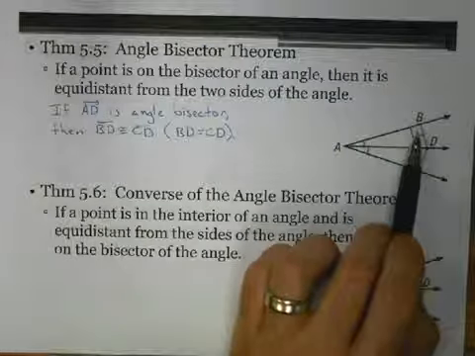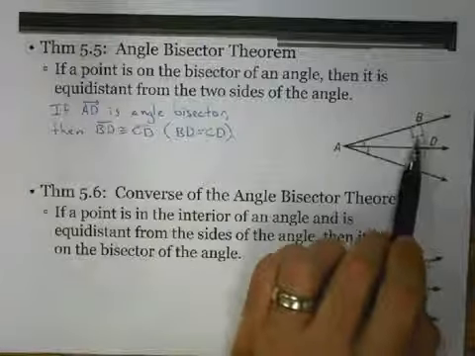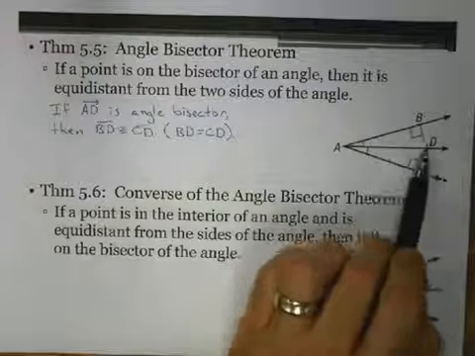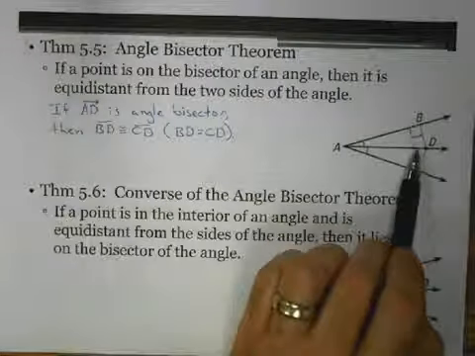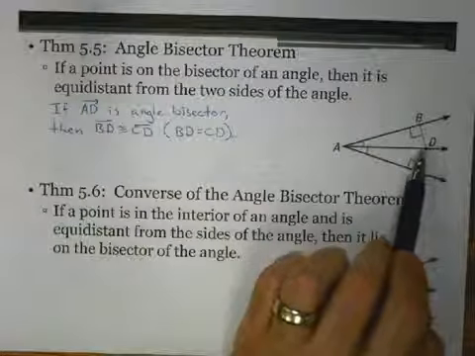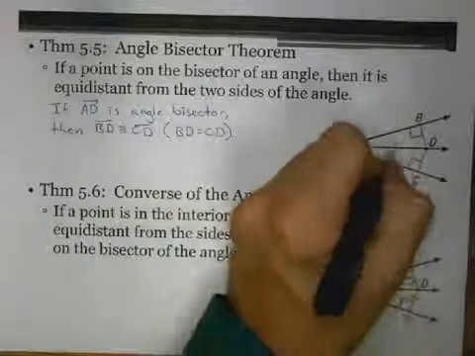Now, we make those lengths perpendicular to the sides, because remember we measure distance. The shortest distance from a point to a line is that perpendicular, and that's what we use for distance. We're not going to make some random measurement along the side. It's that short perpendicular distance. So, if this is on the angle bisector, wherever it may be, it's going to be equal in BD and CD.